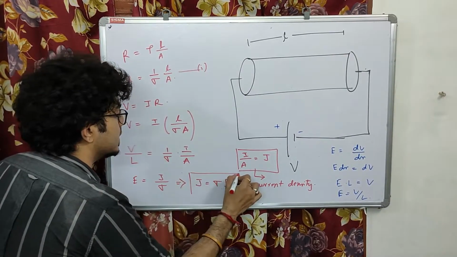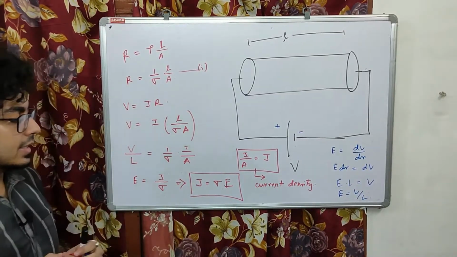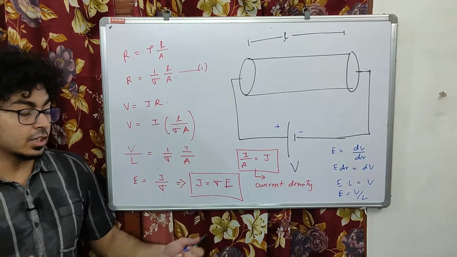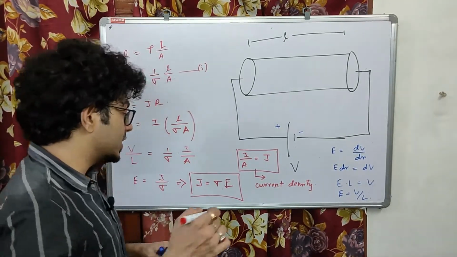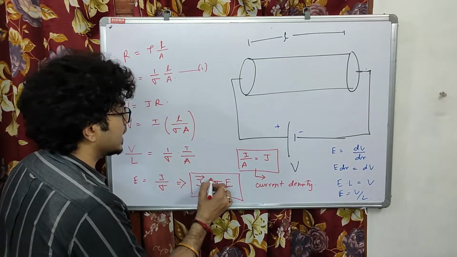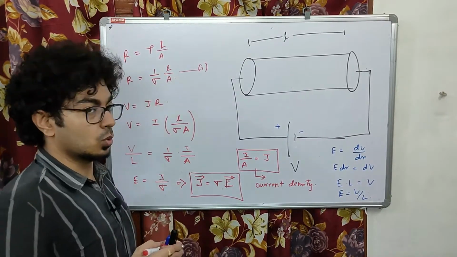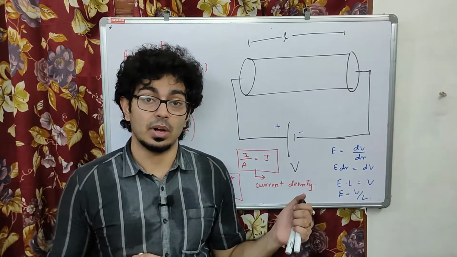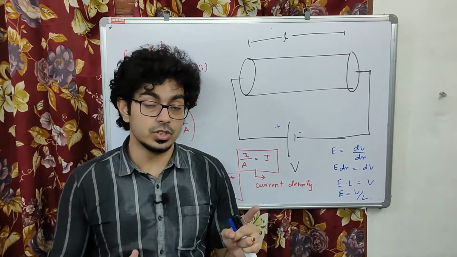Okay. So this is another form of Ohm's law. This is called the vector form of Ohm's law. Why? Here J is a vector quantity and electric field is a vector quantity. Now I know there will be a question, sir, why is J a vector quantity? I will make another video for this.